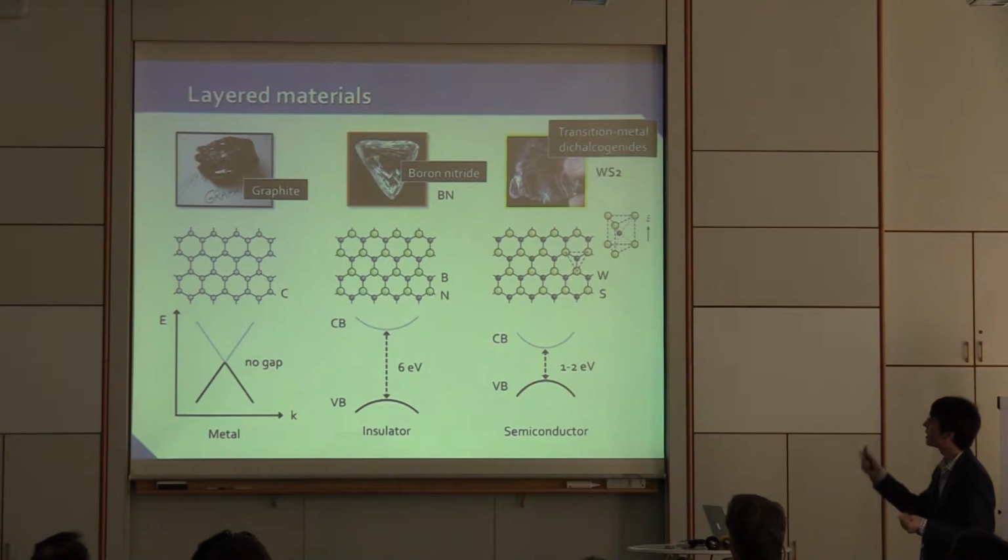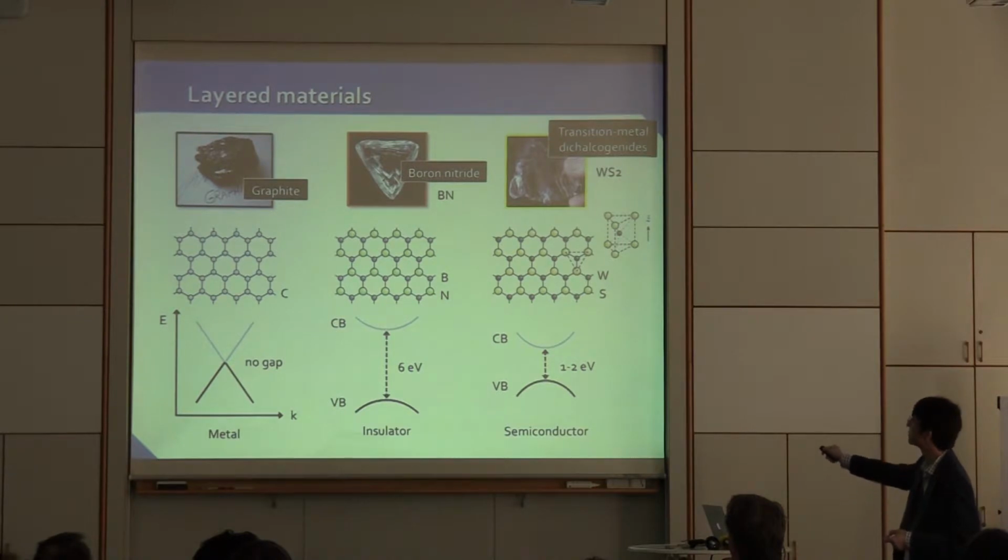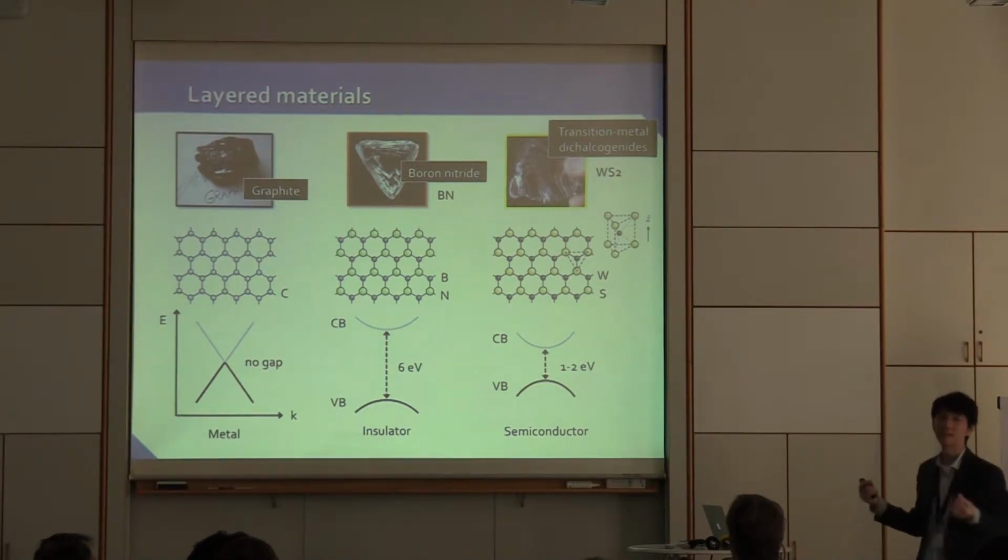We know a layered metal, which is graphene, and an insulator with a gap of 6 eV, which is boron nitride, which can also be made in layers. Unlike graphene, which is all carbon atoms, boron nitride comprises boron at sublattice A and nitrogen at sublattice B. Because of the sublattice symmetry breaking, it can create a 6 eV gap.